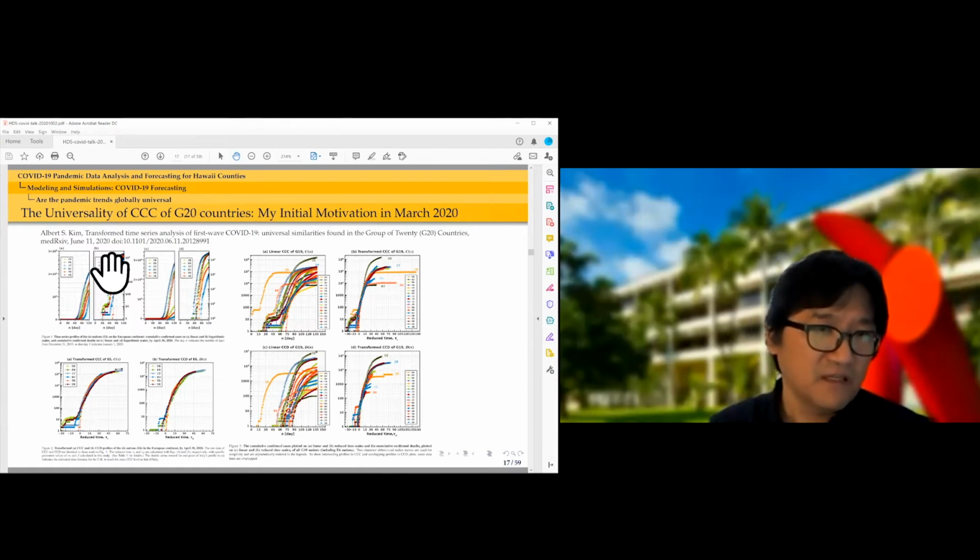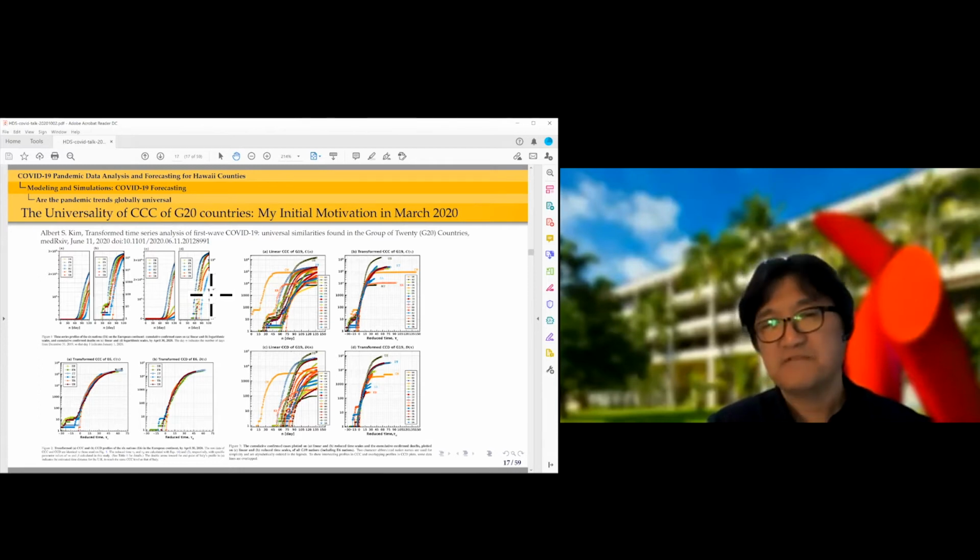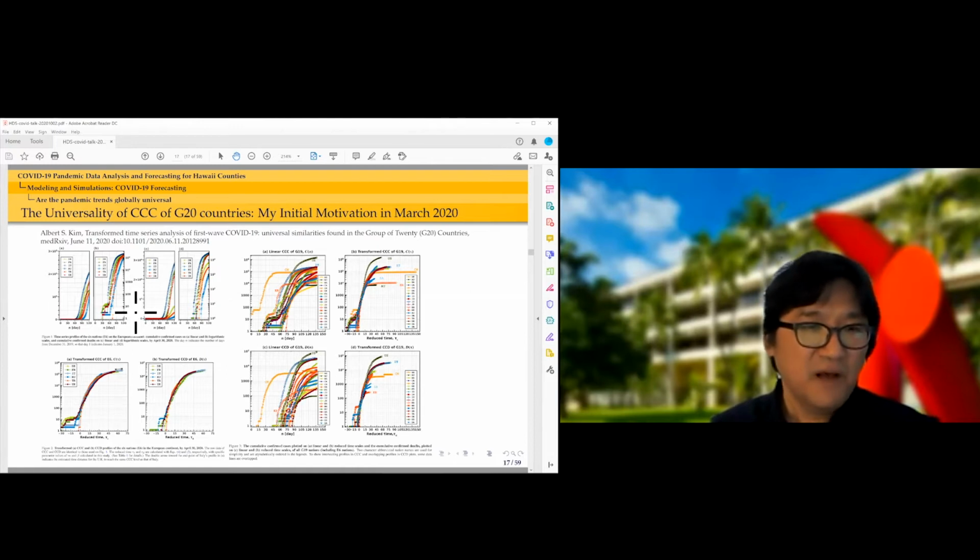And if you look at this one, this is the linear and logarithmic plot of CCC, cumulative confirmed cases. And then this is the death number from the starting date of death, in linear scale and log scale. So actually, I found a certain mathematical transformation that could merge the 6 graphs into one single line.